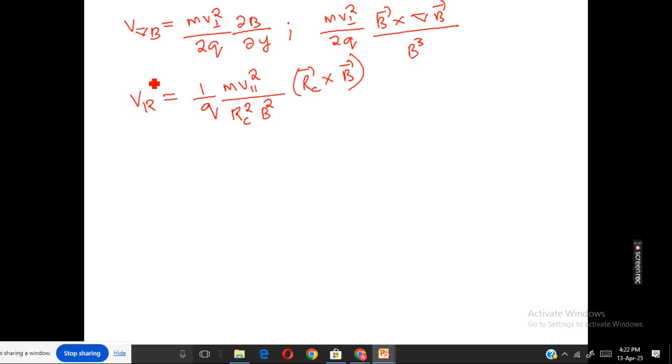Now let us try to solve some problems related to this. This is the curvature drift velocity. This is the gradient drift velocity.